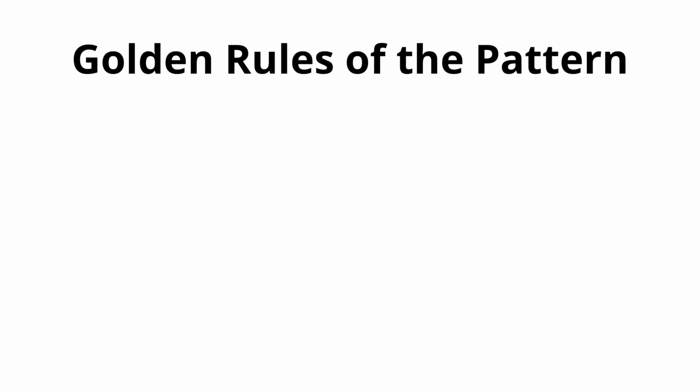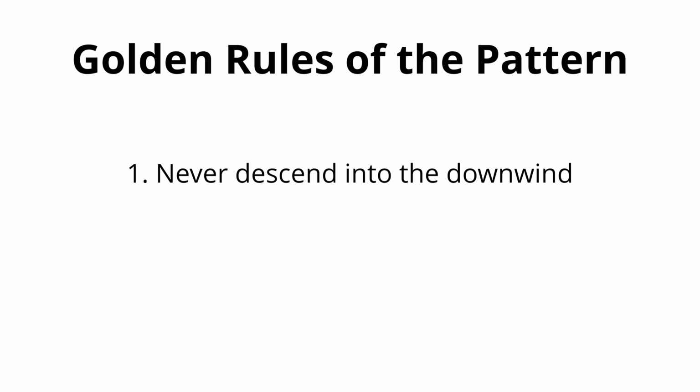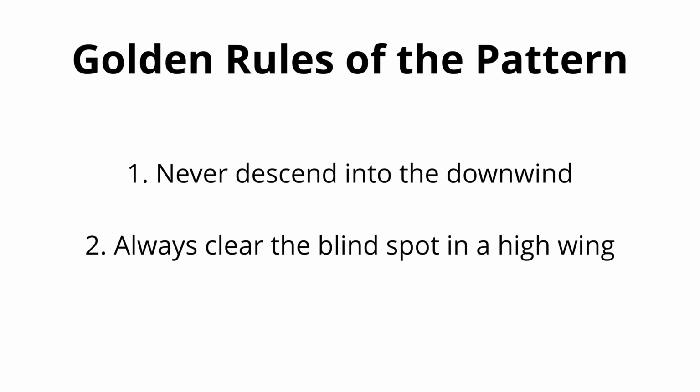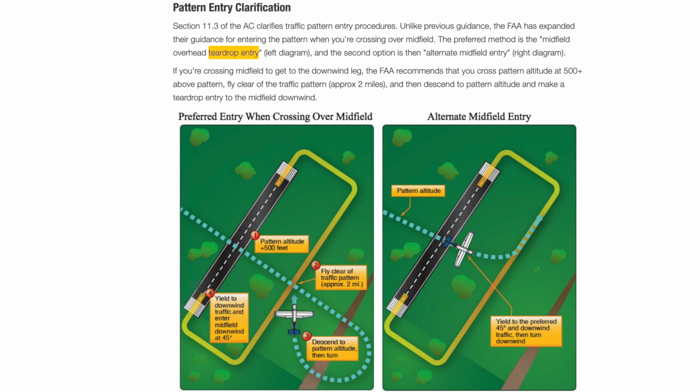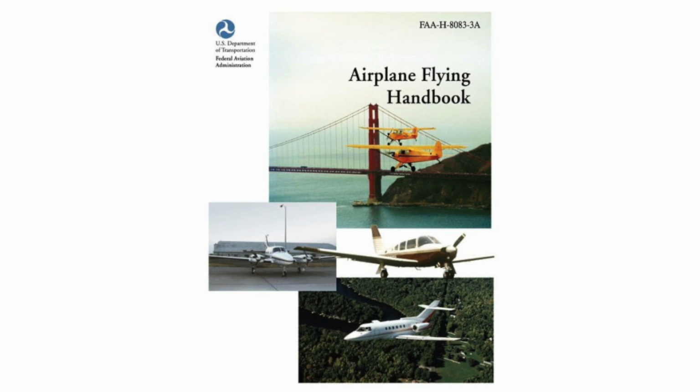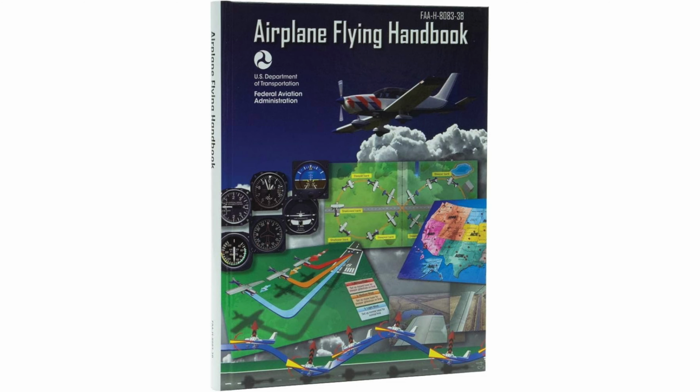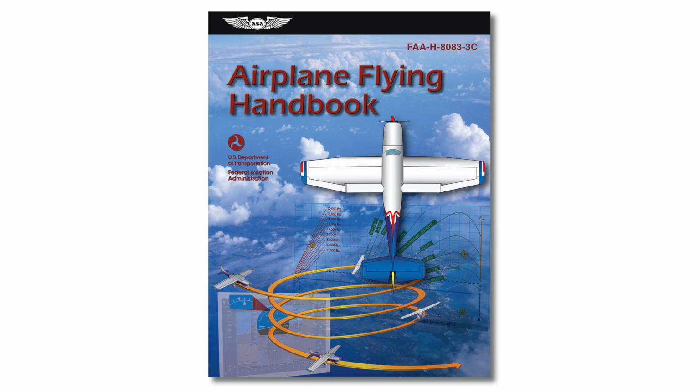There are golden rules in the traffic pattern for collision avoidance. We never descend into the downwind, and we always clear the blind spot in high wing airplanes before we turn. The word teardrop is problematic for me, and if someone from ForeFlight is listening, please ditch that language. You're the last ones, other than a Bold Method article that's stuck on the web from 2012. The FAA doesn't use the language teardrop. I couldn't find it in any of their prior texts, 2007, 1980, 2012, the current 2023 Airplane Flying Handbook, or the advisory circular. None of it talks about a teardrop. So let's just drop that language. Anyway, give that some thought. Check out the advisory circular.